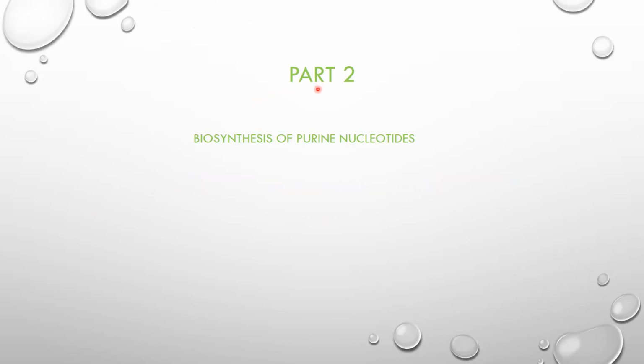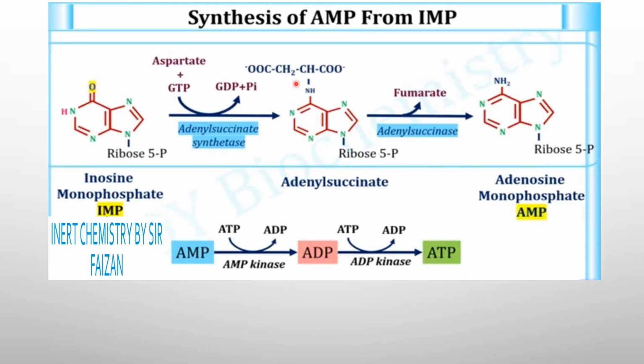Today's video lecture we are discussing part 2 of biosynthesis of purine nucleotide. In the first part we saw how inosine monophosphate is formed. Inosine monophosphate is a parent nucleotide, and all the other nucleotides are formed from inosine monophosphate. Here first we see how adenosine monophosphate is formed from inosine monophosphate.